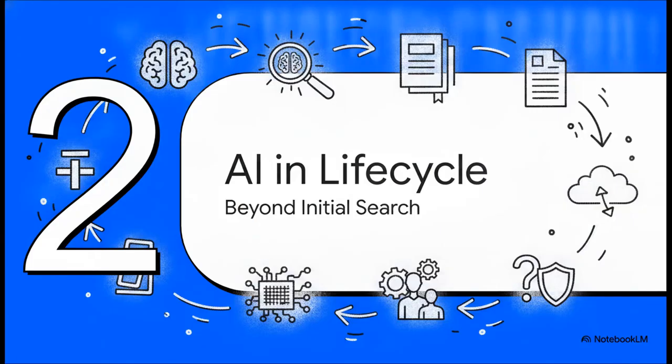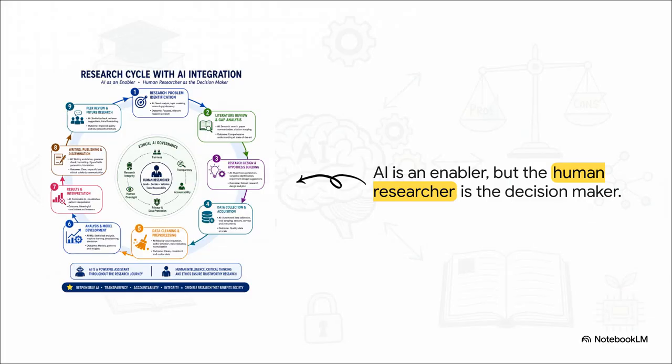Moving right along to part 2, AI in the research lifecycle. Take a look at these 9 distinct stages of the research cycle. From problem identification all the way down to peer review, AI acts as a powerful enabler at every single step. It helps with semantic search, data cleaning, statistical analysis, the whole shebang. But notice the very center of this ecosystem. It's the human researcher. That's you. You are the one who leads, decides, validates, and takes responsibility. AI accelerates the mechanics, for sure, but your critical thinking absolutely has to remain the ultimate decision maker.